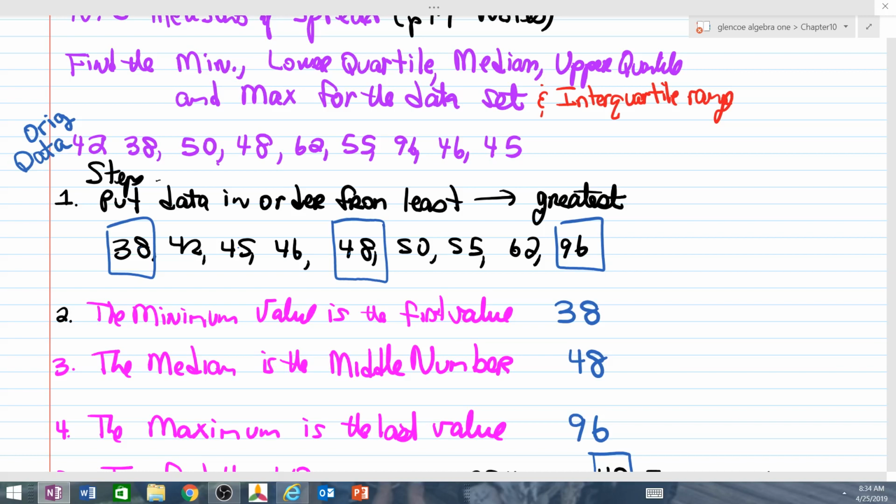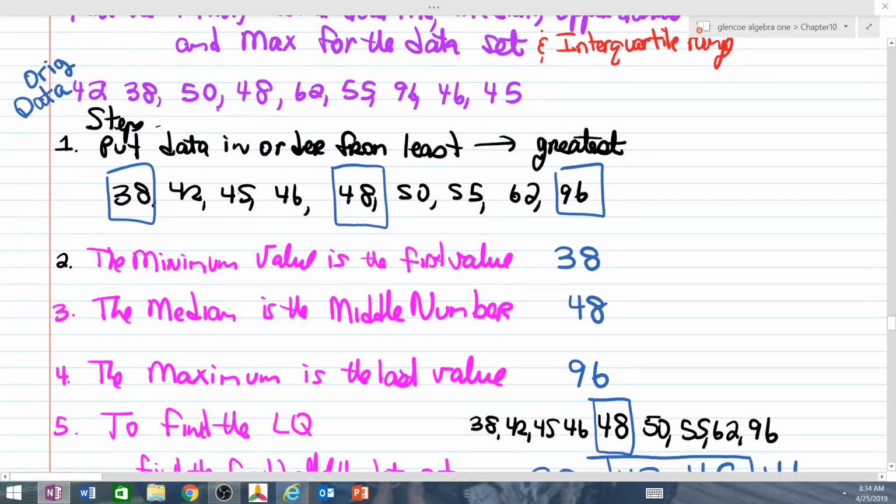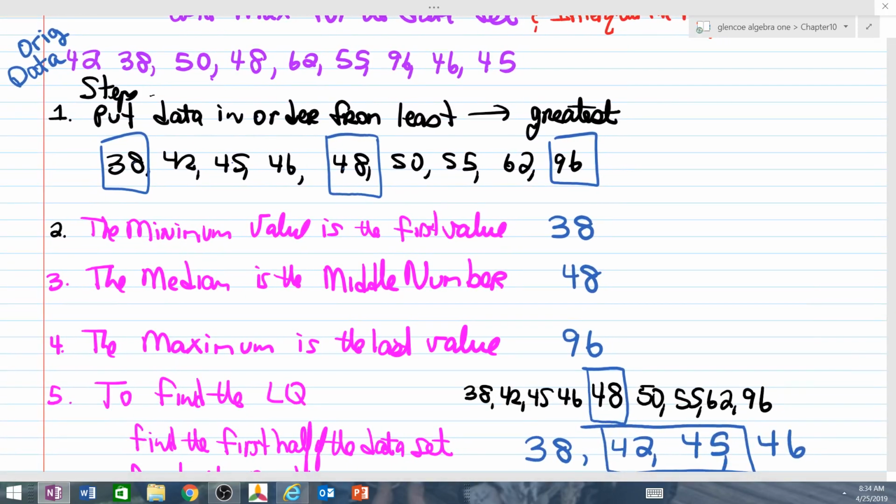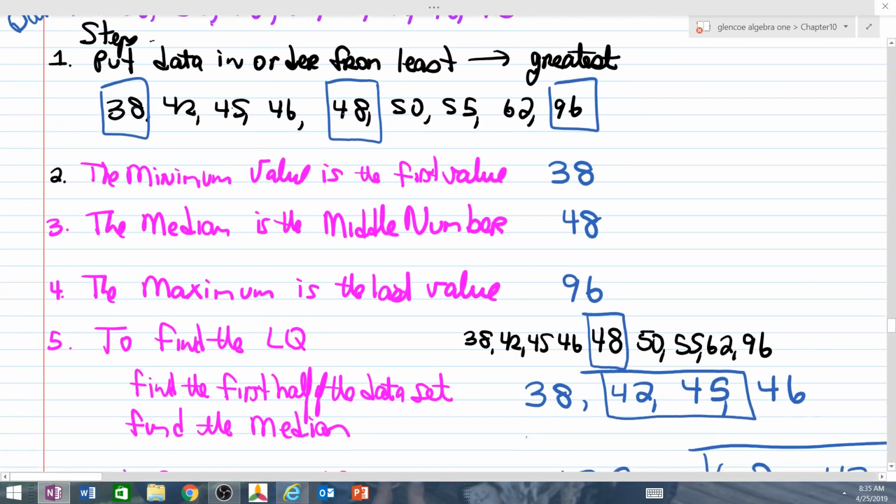The 3 easiest things to find would be the minimum value, which is the first number, the smallest value, which is 38. The median, which is the middle number. In this case, there were an odd number of numbers in our data set, so the median stood strong and tall. He's 48. And the maximum would be the largest or the last value in our data set, which is 96. All right, now we're going to move on and find the lower quartile.